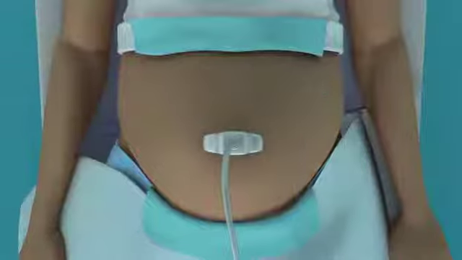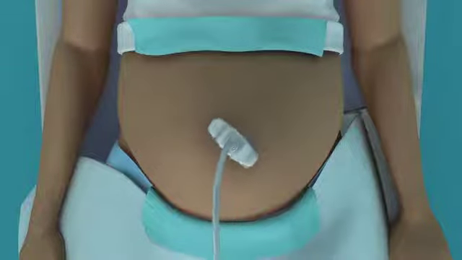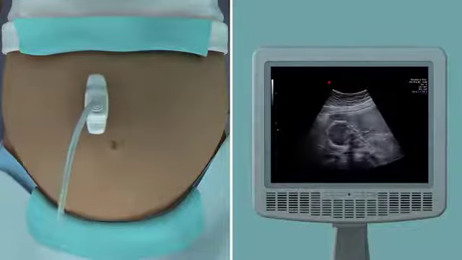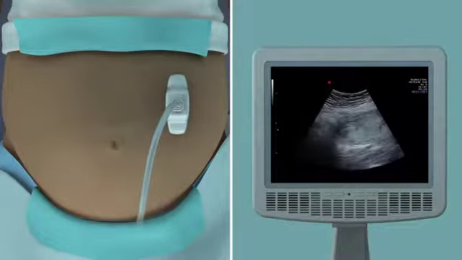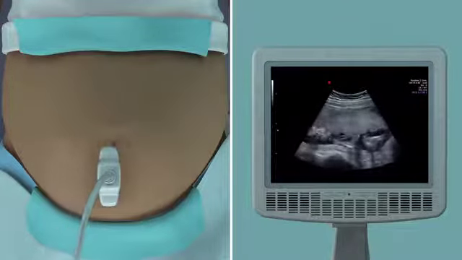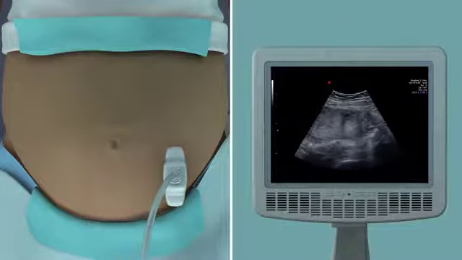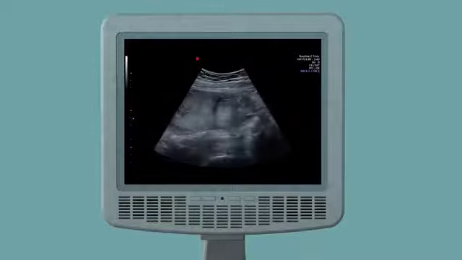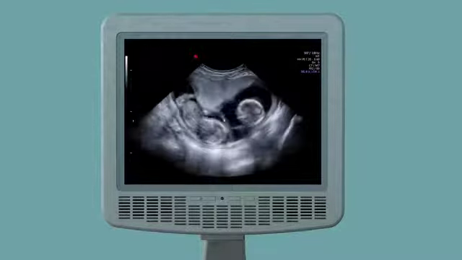To complete this step, rotate the probe to a longitudinal position and survey the whole uterus by sliding the probe from the right side to the left above and below the umbilicus. Keep the probe perpendicular to the floor as you slide it. The screen here shows a singleton. And here you can see twins.